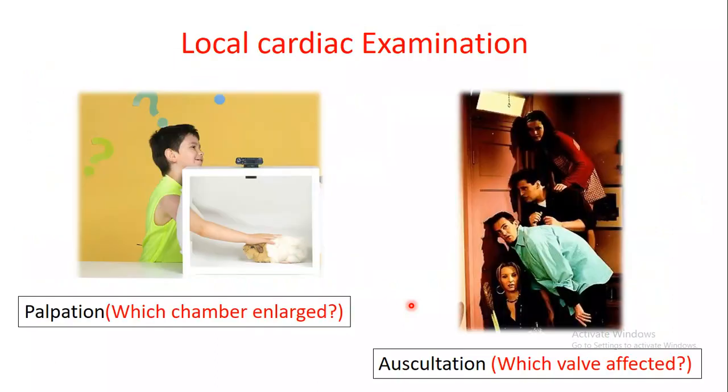Then moving towards local cardiac examination. As we said in the general examination, we are looking for any sign or complication of the cardiac problem on other systems. In cardiac examination, the main aim is knowing which chamber is enlarged, which could be found by palpation, and which valve is affected, by auscultation.